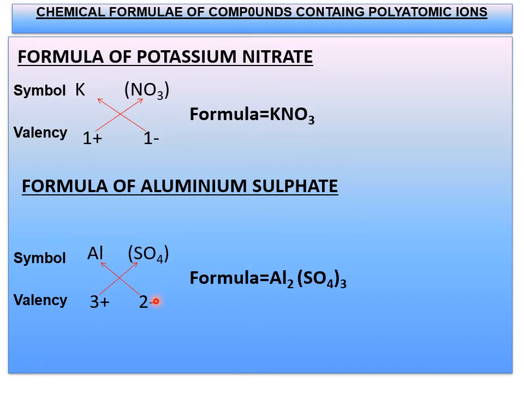I hope you have understood here. So now you have to crisscross. For aluminium you get 2, for SO4 you get 3. So aluminium Al2 SO4 whole thrice. So aluminium sulfate is Al2(SO4)3. You have to pronounce like that. Okay, this is the formula for aluminium sulfate.